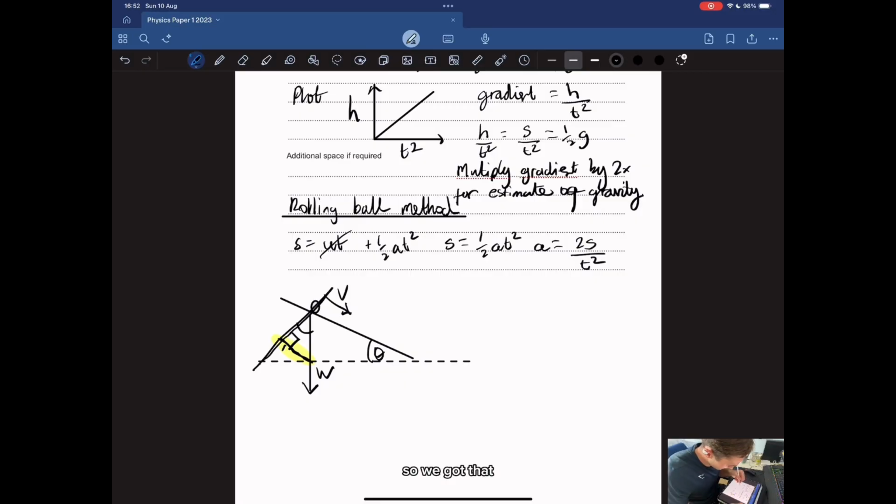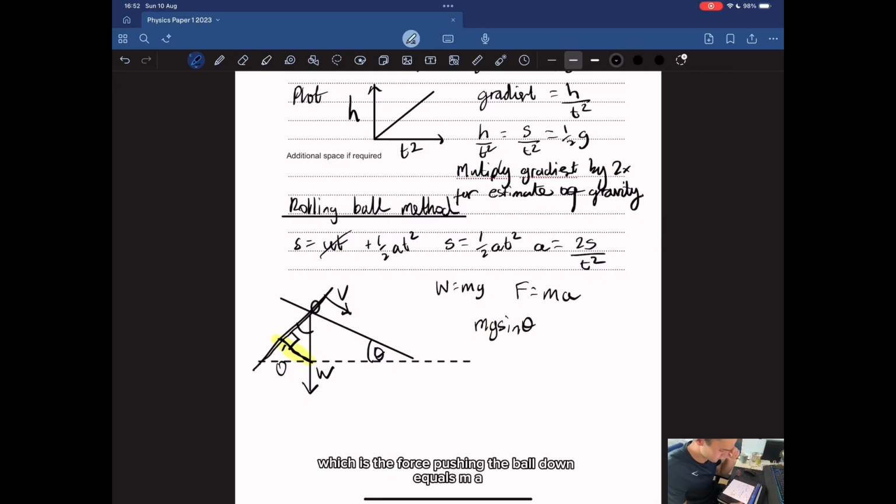So we've got that. This is going to be opposite, and the hypotenuse is the mg. So W equals mg again. We can say that F equals ma. And we're going to say that mg sine theta, which is the force pushing the ball down, equals ma. The m's are going to cancel, so a equals g sine theta.